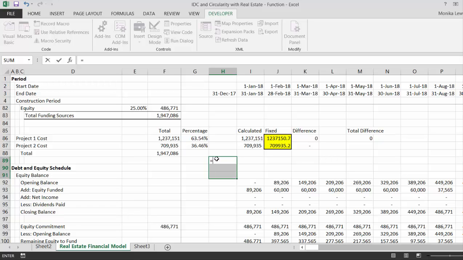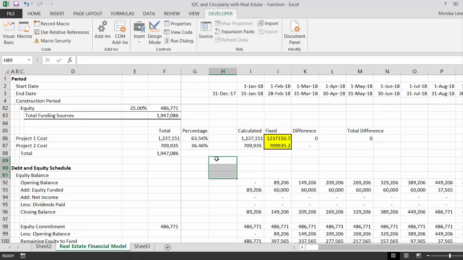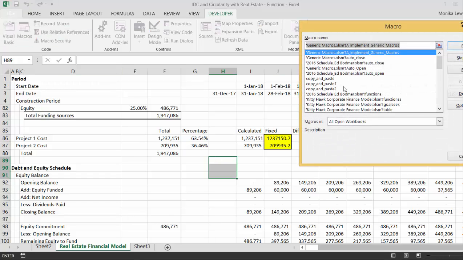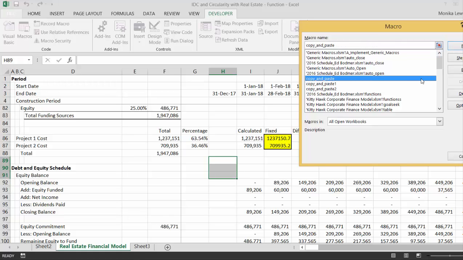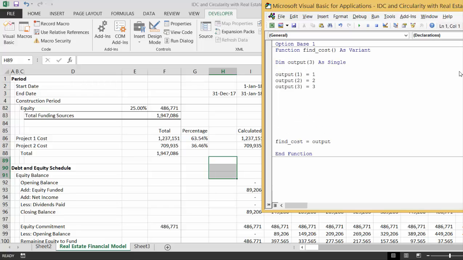What did I name it? I named it project cost or something. Total cost. Well, that's really great. I can't remember what I named it. How silly. Okay. Find cost. Is that what I named it?